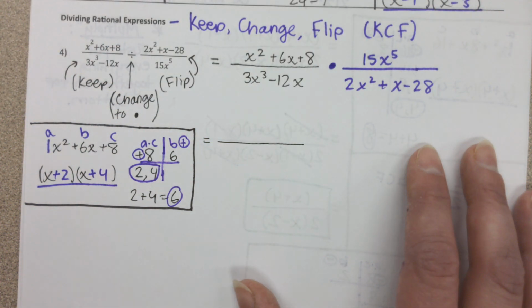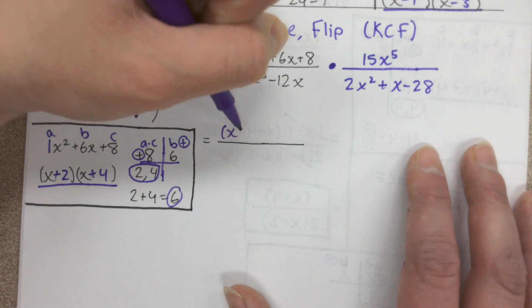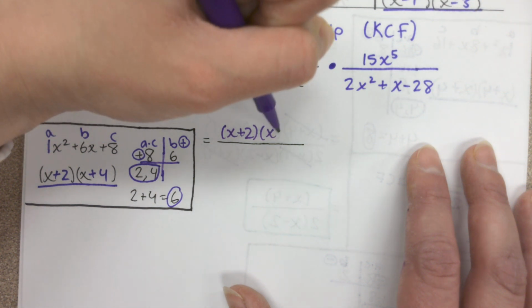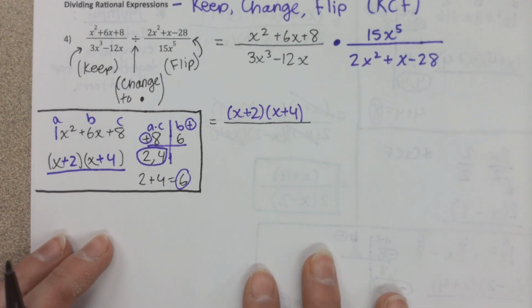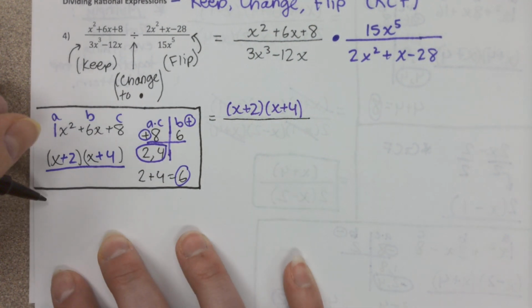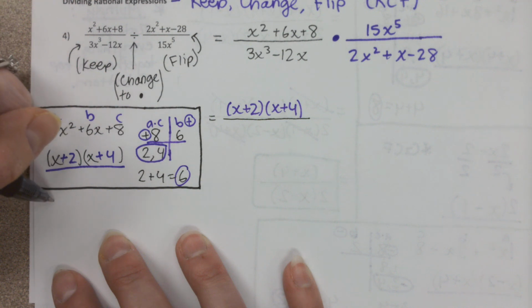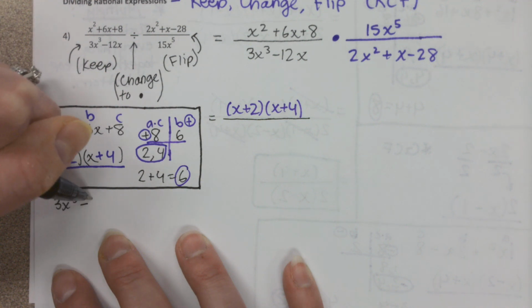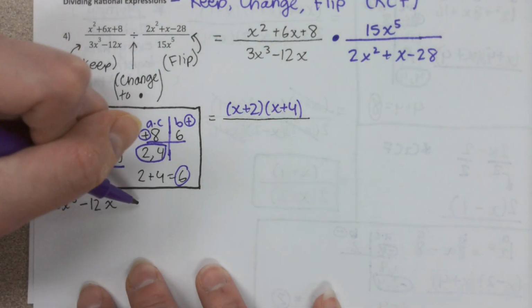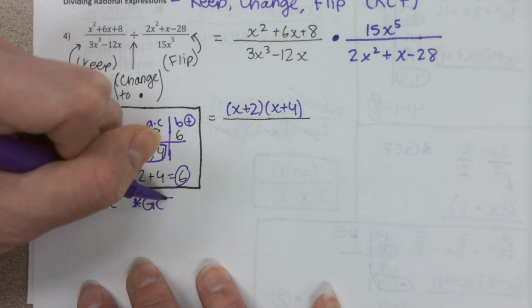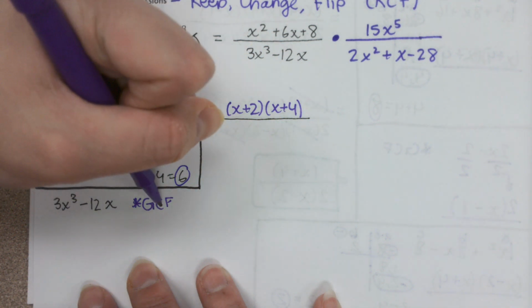So first fraction, I'm going to replace the top with x plus 2, x plus 4. Next problem, below it, I have 3x cubed minus 12x. What do we look for first? GCF, thank you. This does have a GCF.